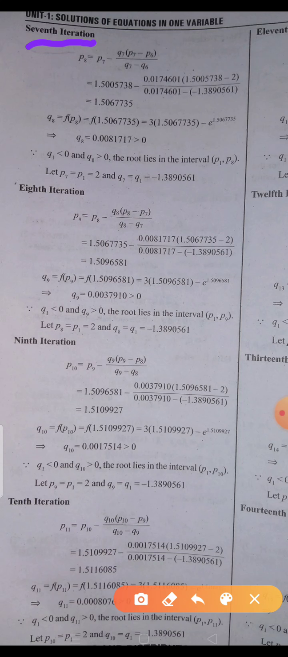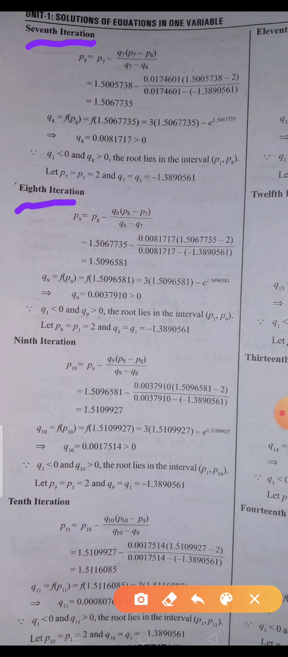1.5067735, which is equal to 3 into 1.5067735 minus e power 1.5067735. This implies Q8 is equal to 0.0081717. This is greater than 0. Since Q1 is less than 0 and Q8 is greater than 0, therefore the root lies in the interval P1 comma P8. Let P7 equal P1, which is 2, and Q7 equal Q1, which is minus 1.3890561.